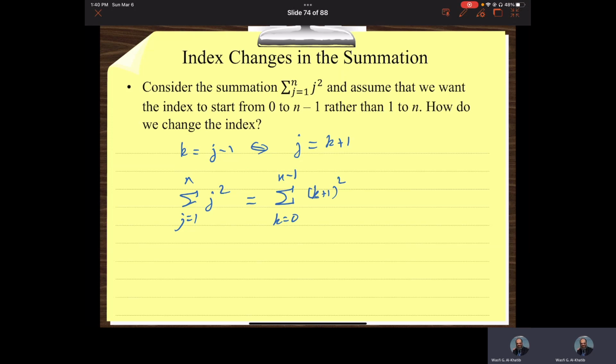Is that clear? Yes, because k equals j minus 1. If you don't change the n, you would have more terms here, or fewer terms. Okay, and then you can continue.